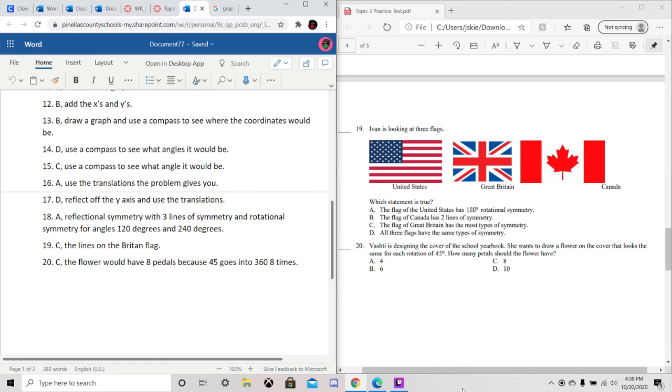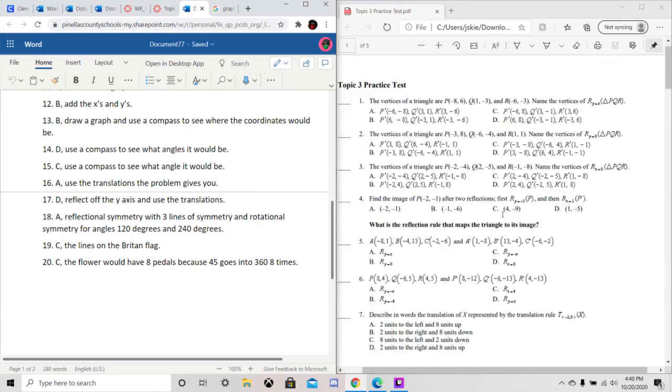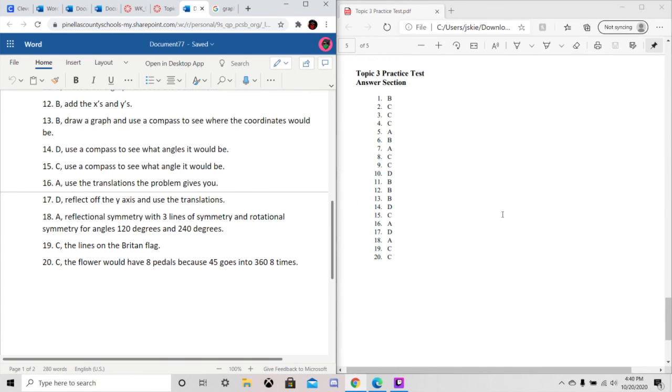So, 45 degrees goes into 360 8 times, so the answer is C. 8 times 45 is 360, so that's basically it. Here's the answer key, just in case you need it.